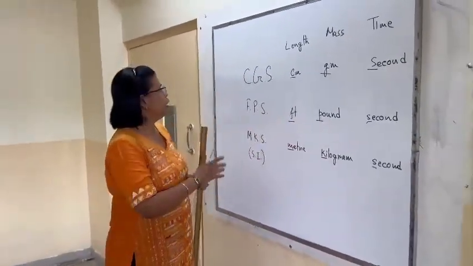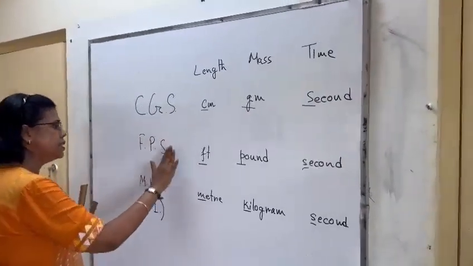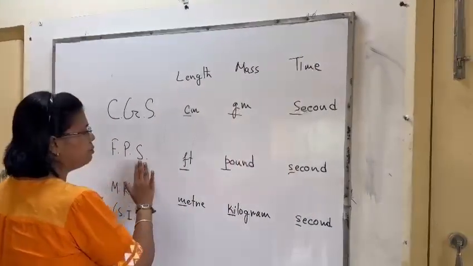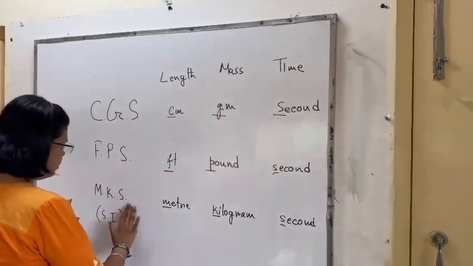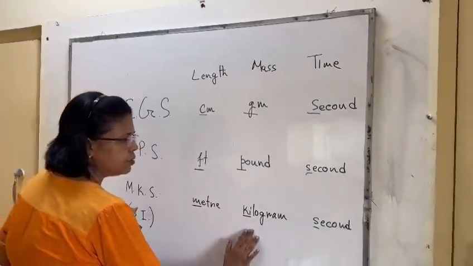So let us do one more recap. Three standardized unit systems: CGS, FPS, MKS. CGS stands for centimeter, gram, second. FPS is foot, pound, second, and MKS, which is mostly known as SI unit, is meter, kilogram and second.